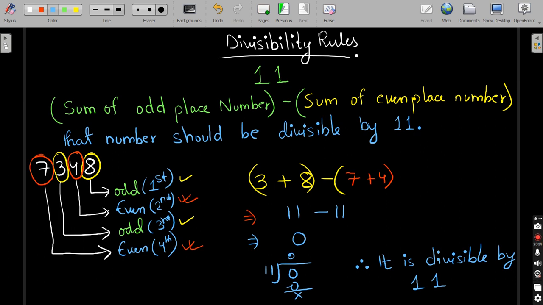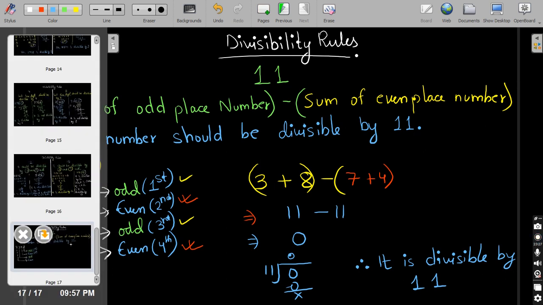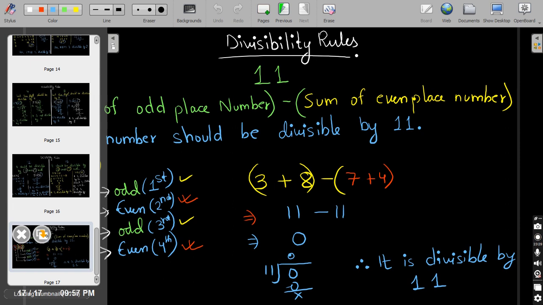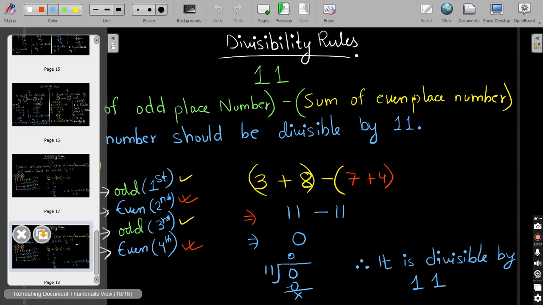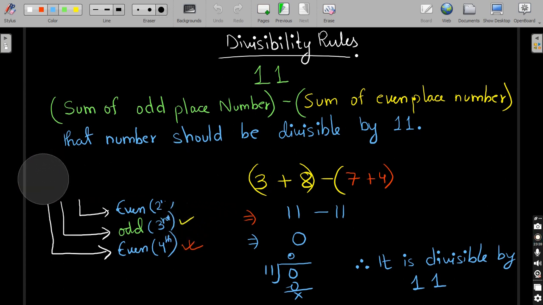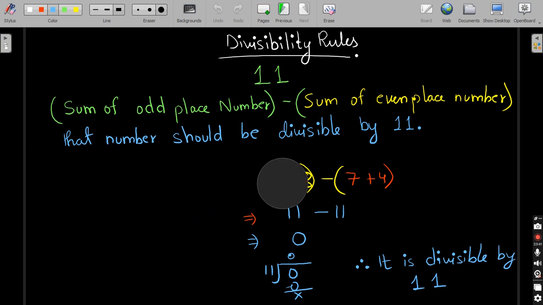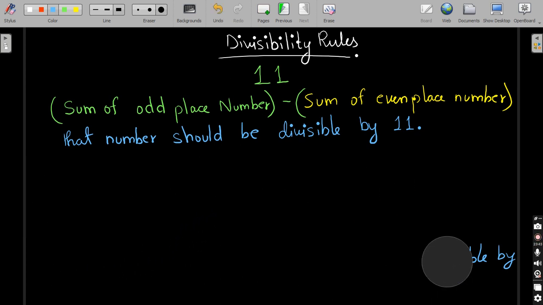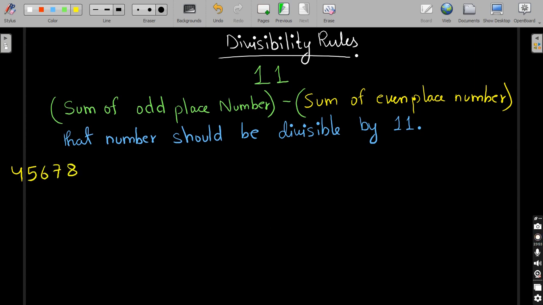Let us take the same logic and take one more question so that it will be easy for you to understand. Now let me erase this number and create one more number and solve it again to check whether it holds in every case or not. Now let me check a random number. Let us take for example 45678. Let me take this number.